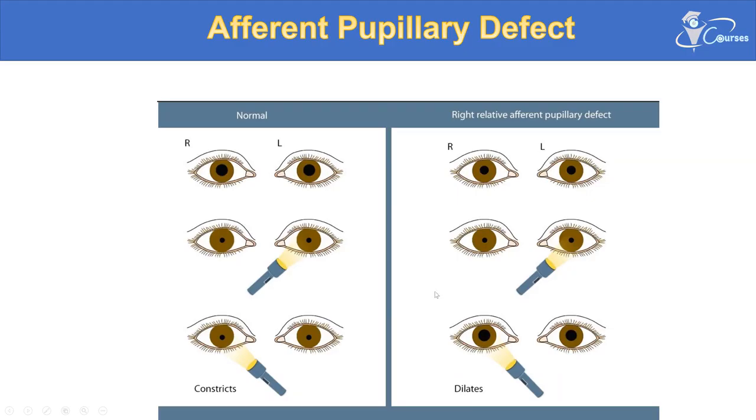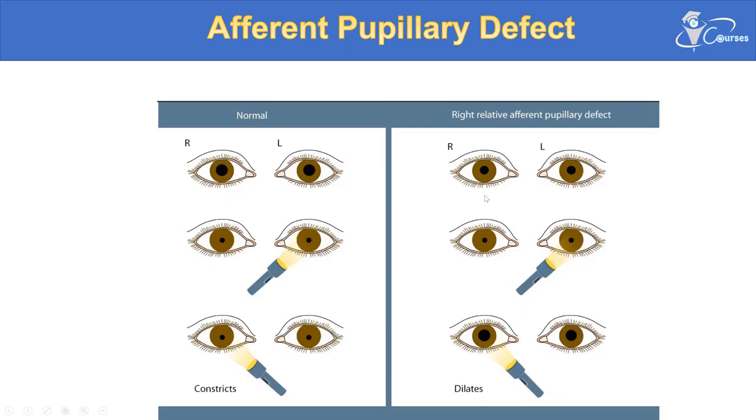So both will constrict. But when we swing the flashlight from the left eye to the right eye, it will dilate instead of constricting. Why? Because the right eye is now under two forces: the withdrawal of light from the left eye, which is an indirect reflex, and the direct reflex by constriction of the right eye. Which will win? Which is more potent? It will be the withdrawal of light from the left eye because the left optic nerve is intact. So this will result in dilatation of the right eye instead of constriction.